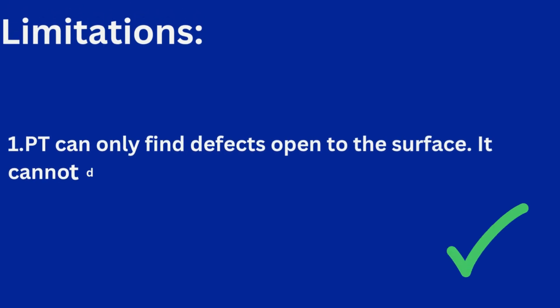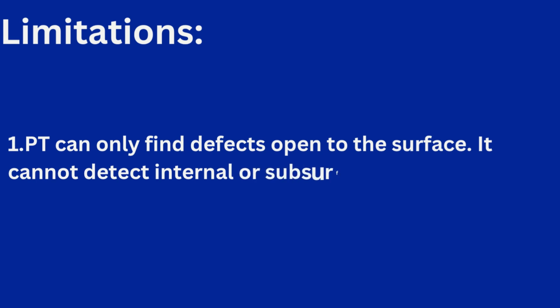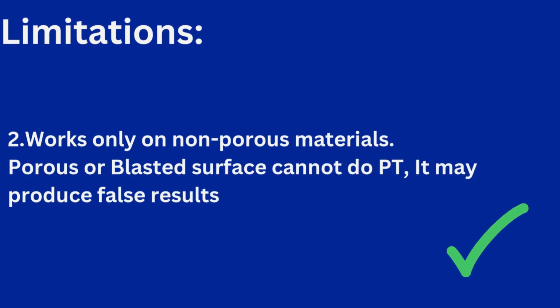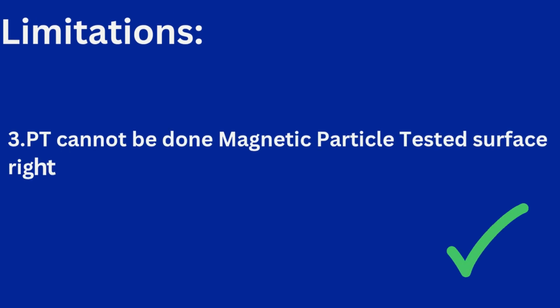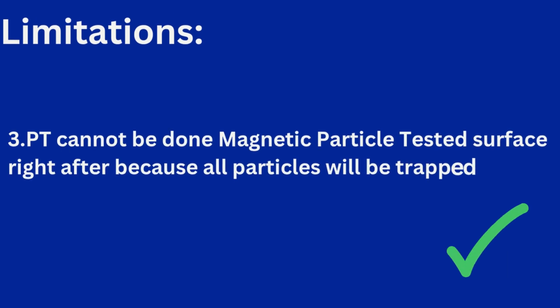Let's consider some limitations of penetrant testing. 1. PT can only find defects open to the surface. It cannot detect internal or subsurface defects. 2. Works only on non-porous materials. 3. PT cannot be done on a magnetic particle tested surface right after, because the particles will be trapped inside the defects.